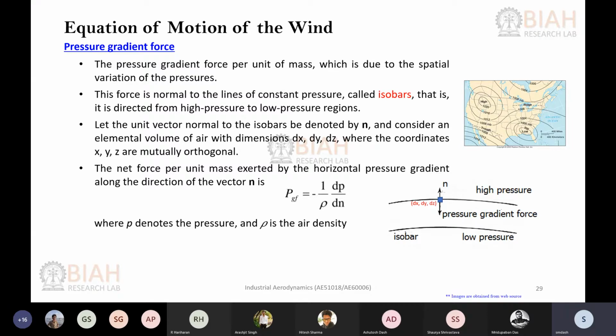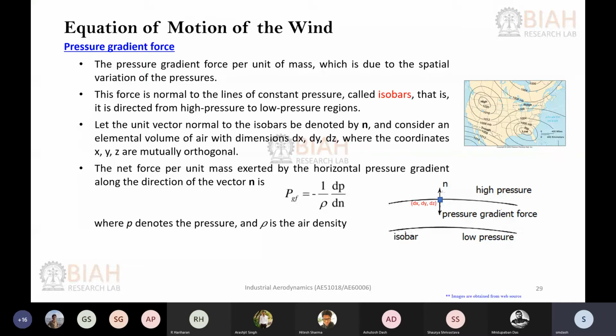But what are the forces that help to initiate the wind motion? So the pressure gradient force, and in the vertical direction, due to the gravitational force also, the wind actually starts to move or accelerate. Okay, so these two are the primary forces which initiate the wind motion. The others are the resulting forces which act due to the motion itself.